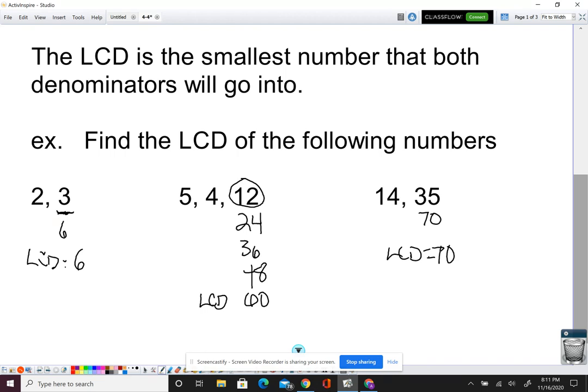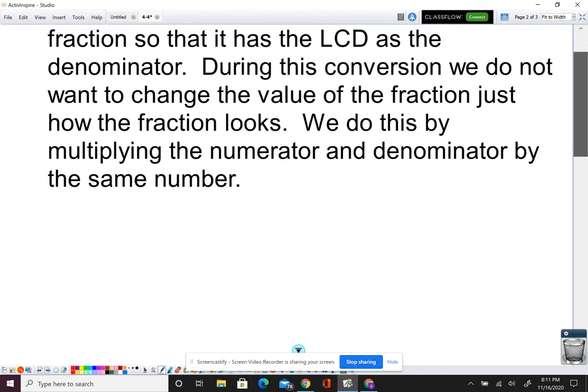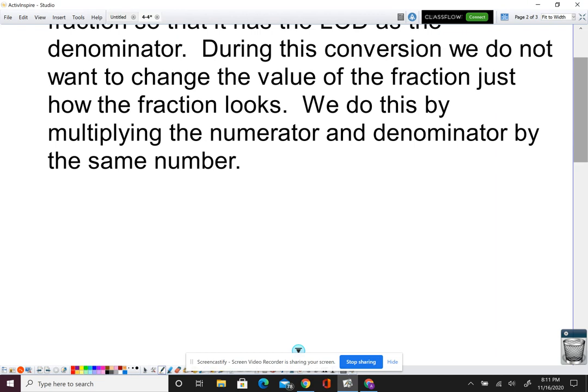Now, once we get that LCD, we have to do some more steps. We get the LCD, and then we want to convert each one of the fractions so that it has the least common denominator as the new denominator. We can't change the fractions at all, but we can change how the fraction looks. We do this by multiplying both the numerator and the denominator by the same number.